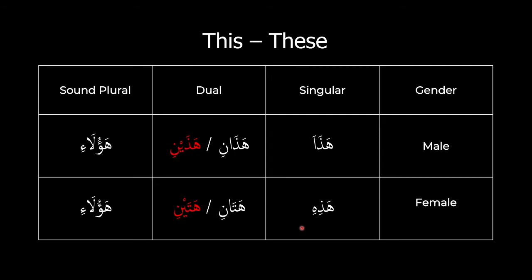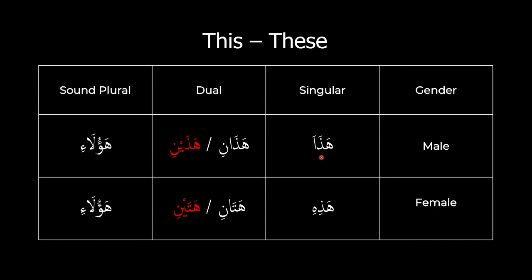And now you have feminine, which is hadhihi, if you want to point to something that is feminine and singular. And you have hatani, if you want to point to something that's dual and feminine. And you have hataini, if you want to point to something that's dual and feminine, but this is the nasab and jar version. And then you have haulai, if you want to point to something that's feminine and plural.